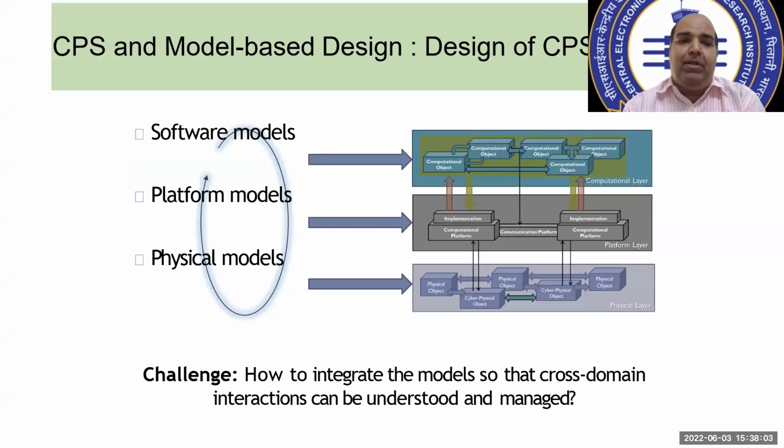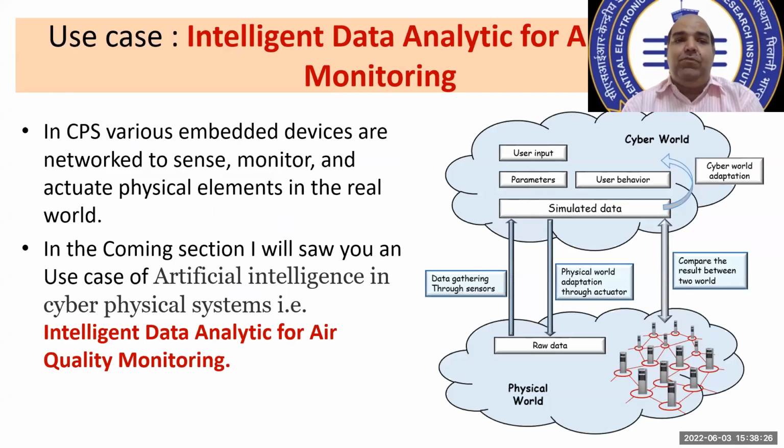When you go towards CPS and its model-based design, three main features come: the software models, the platform models, and the physical models. So what is the challenge? The challenge is how to integrate these models, which lie in cross domains, and there we require interaction. How can these interactions be understood from one domain to another domain, and be managed and controlled for an appropriate application? Today's use case is around that particular thing.